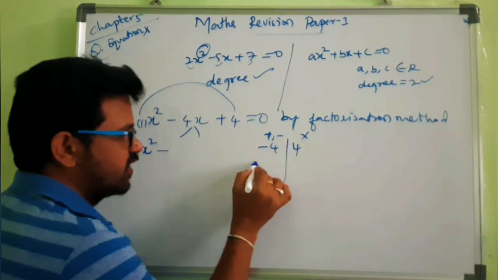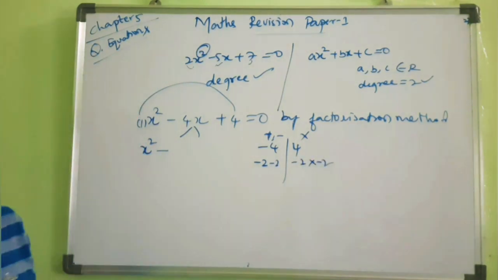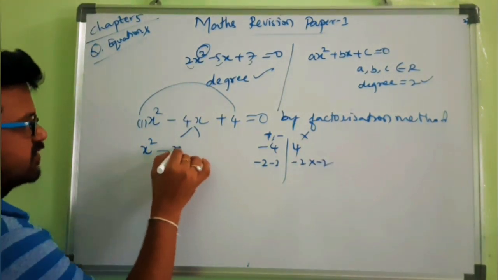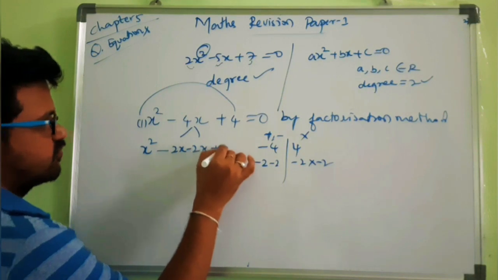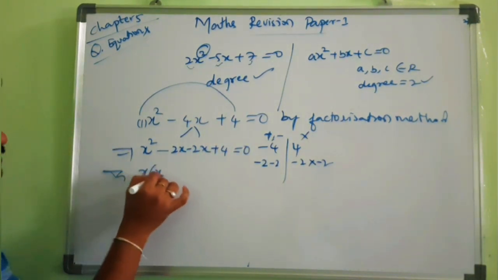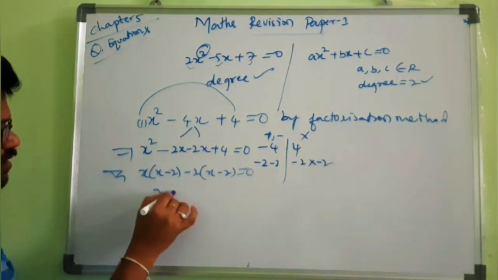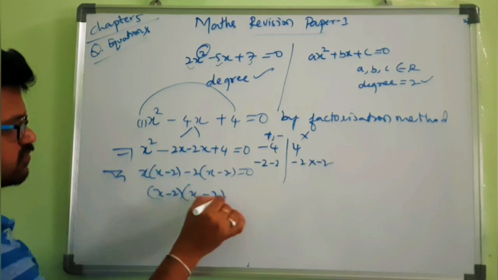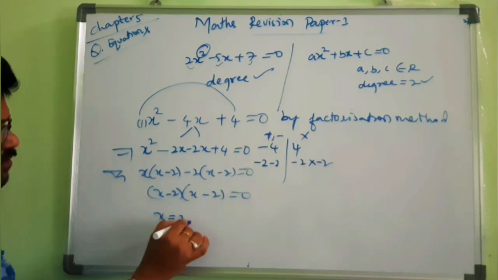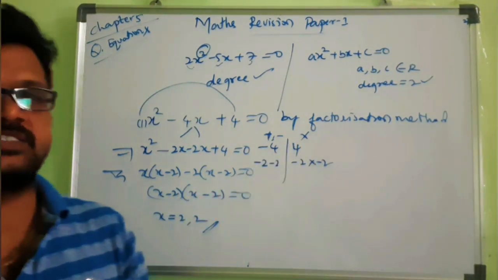See here, minus 4 we can write as minus 2 minus 2, and this one is minus 2 into minus 2. So x square minus 2x minus 2x plus 4 is equal to 0. What is common here? x is common, x minus 2, and minus 2 is common, x minus 2 is equal to 0. x minus 2 into x minus 2 is equal to 0. So x is equal to 2, 2, equal roots. Like this we can use the factorization method.